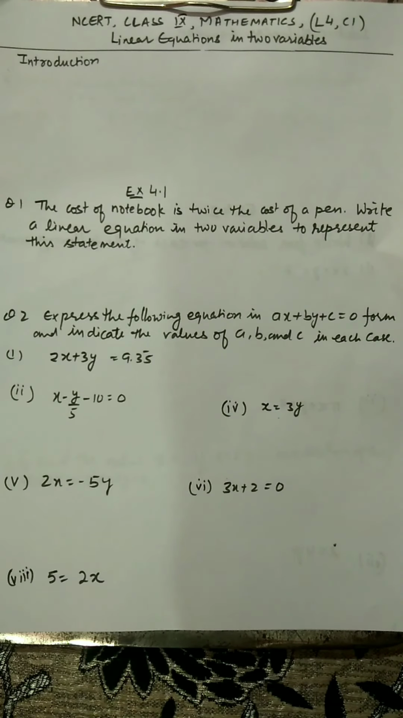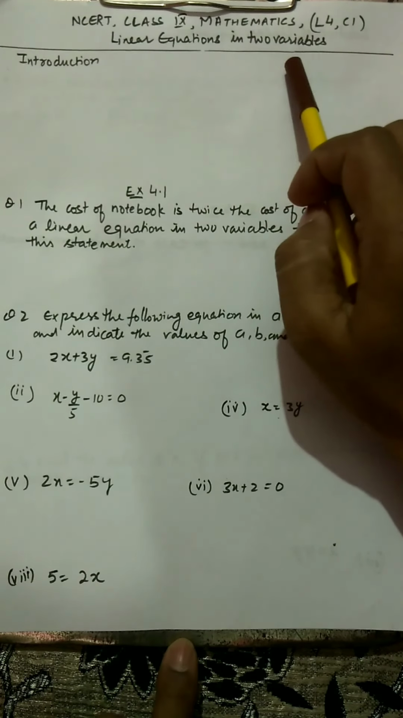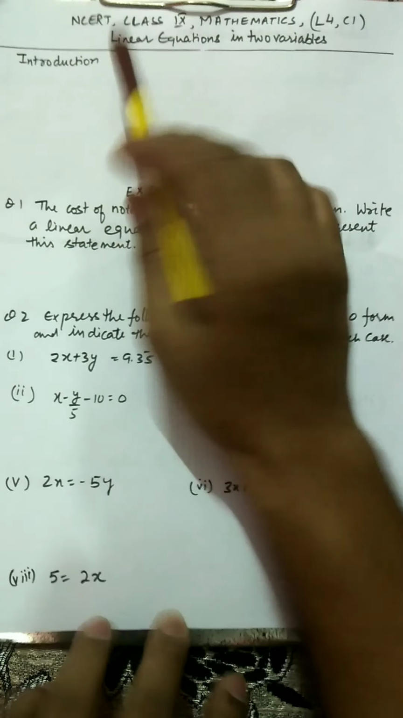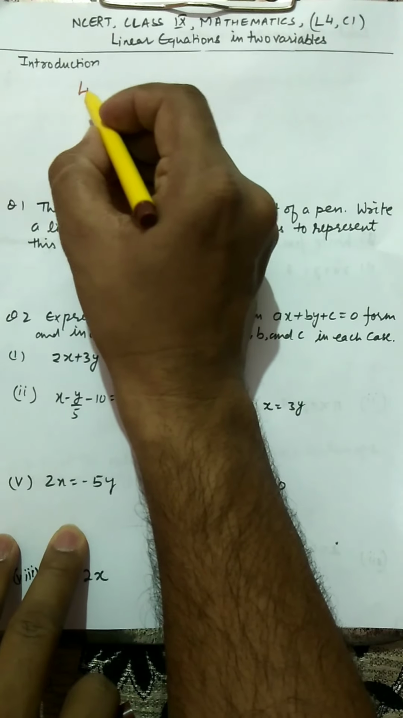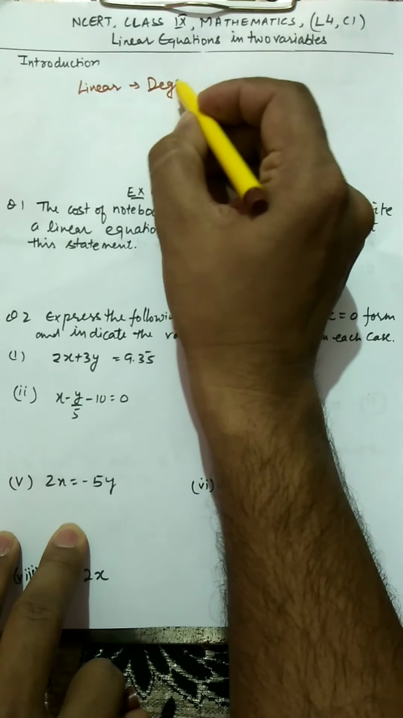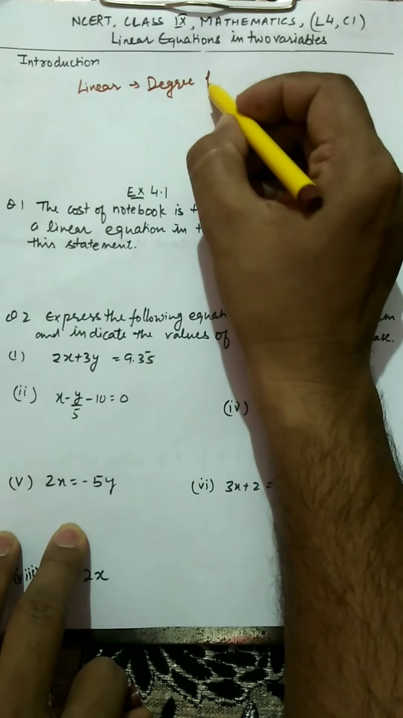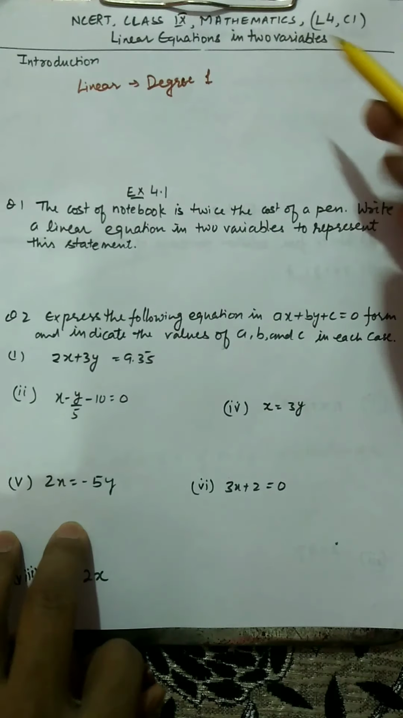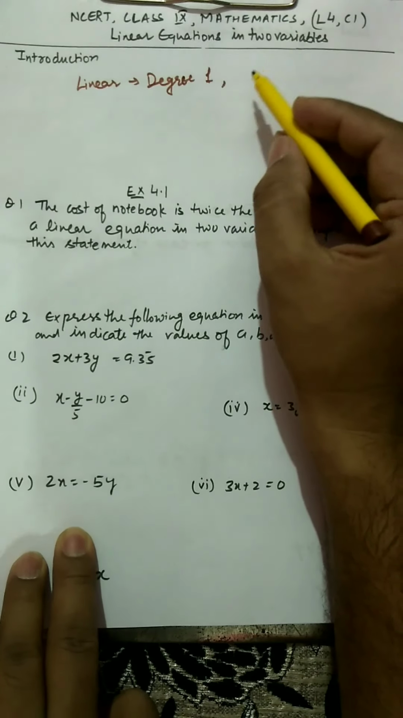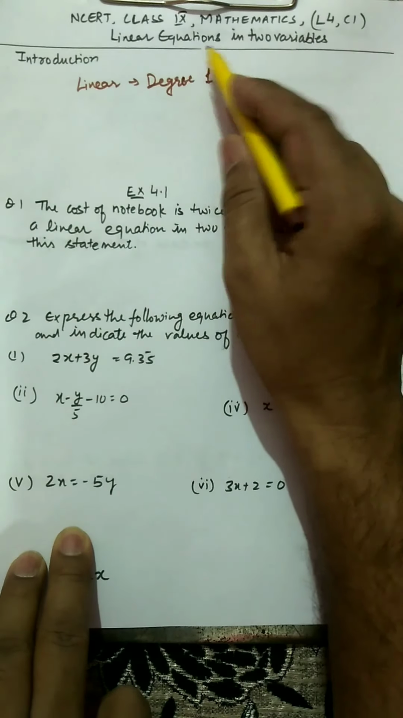Today we are going to study linear equations in two variables. So first we understand the meaning of these words. Linear means degree 1, and equations means if there are two sides, LHS and RHS, then we say this is the equation.